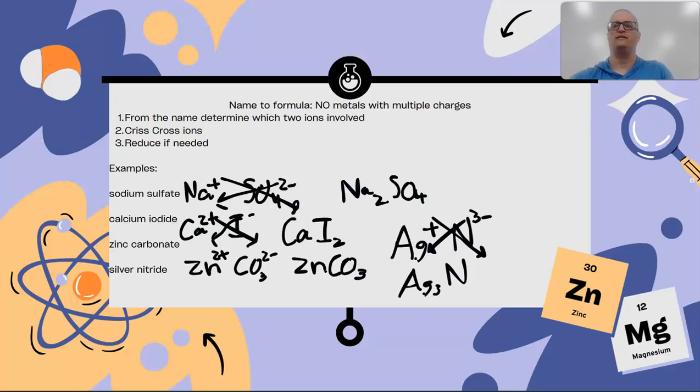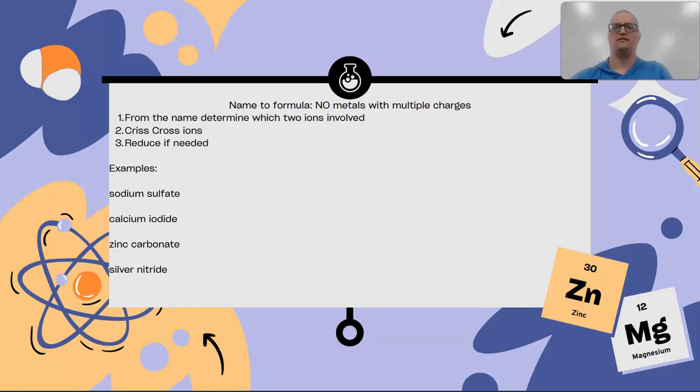All right. Let's take a look at the next scenario here. Warning, it gets a little bit more complicated. These are going to have metals with multiple charges. Now what's nice is the Roman numeral tells you the charge. So this one would be iron, and it saying 3 means it's a 3+.